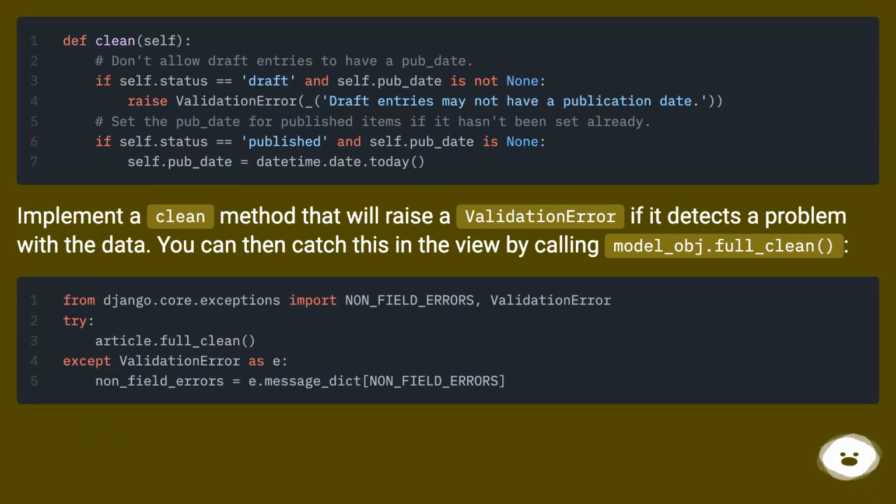Implement a clean method that will raise a validation error if it detects a problem with the data. You can then catch this in the view by calling model_obj.full_clean.